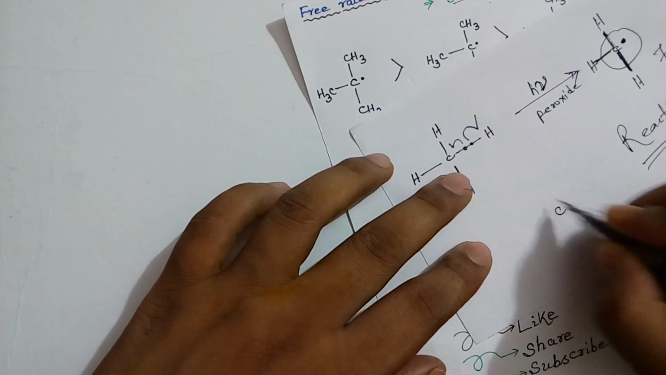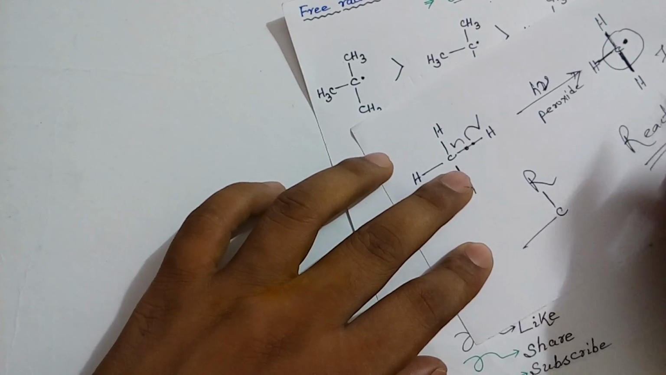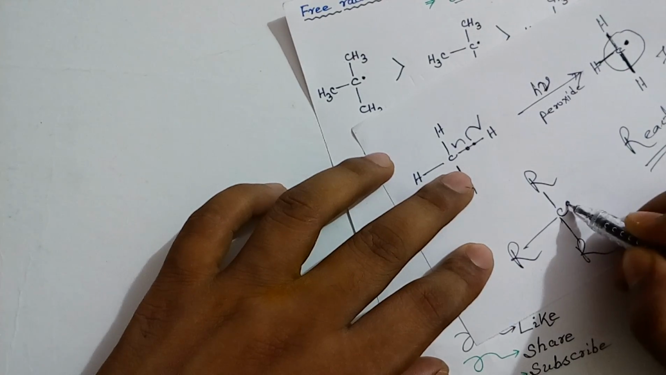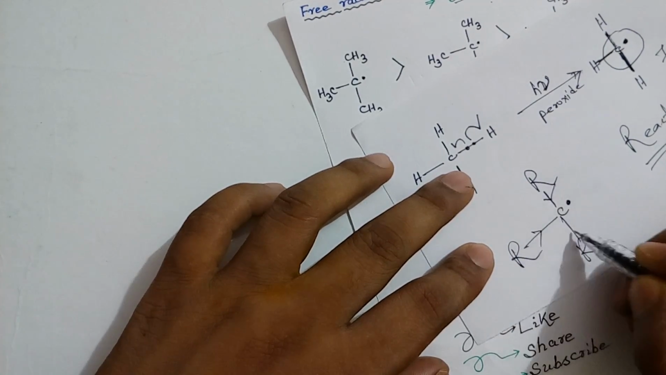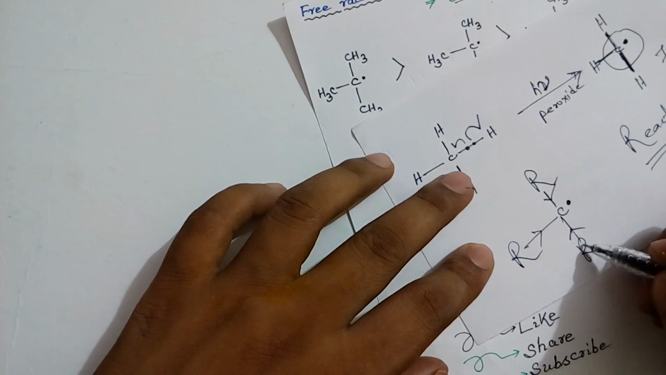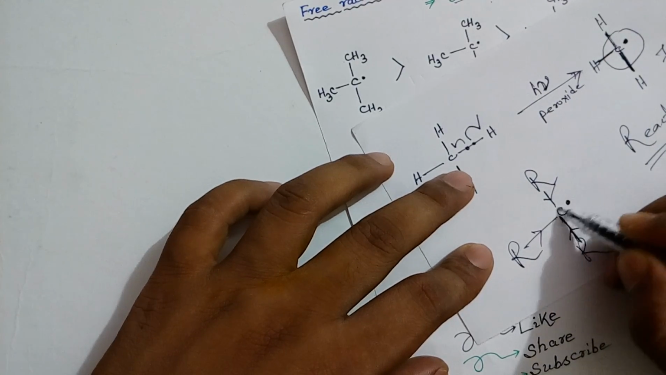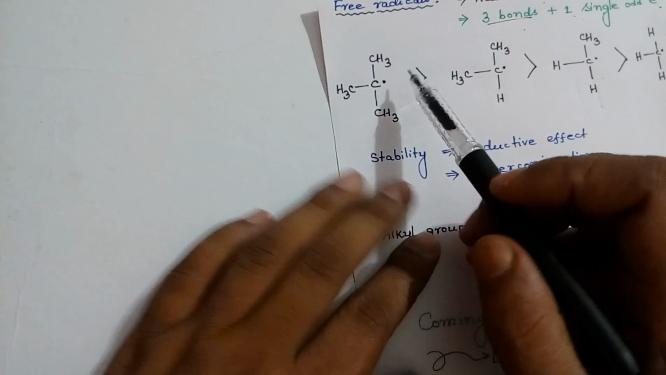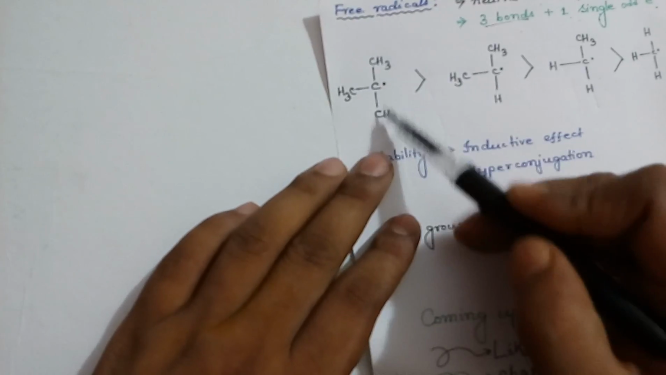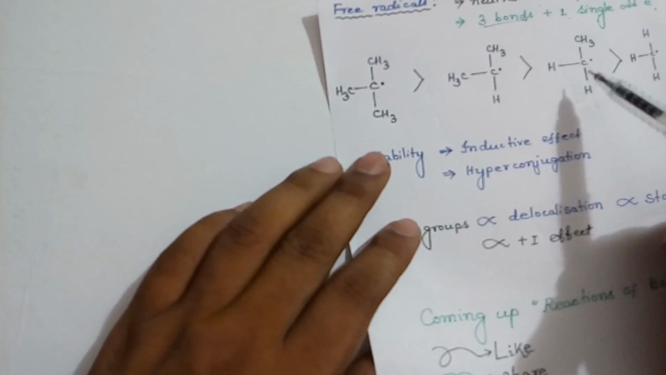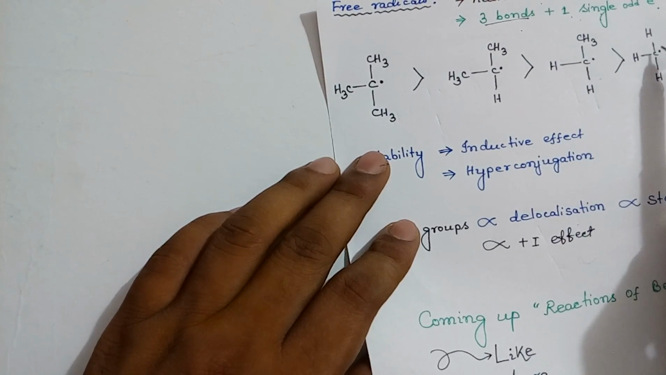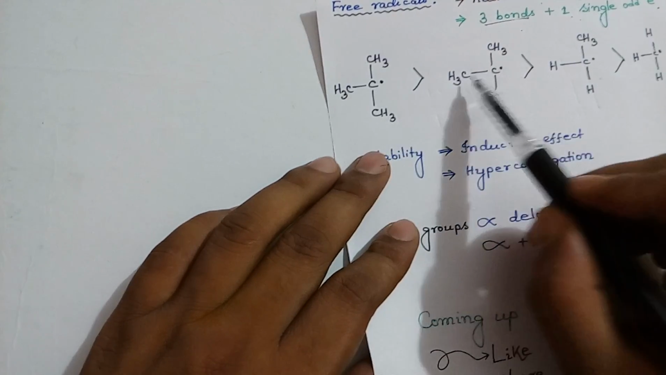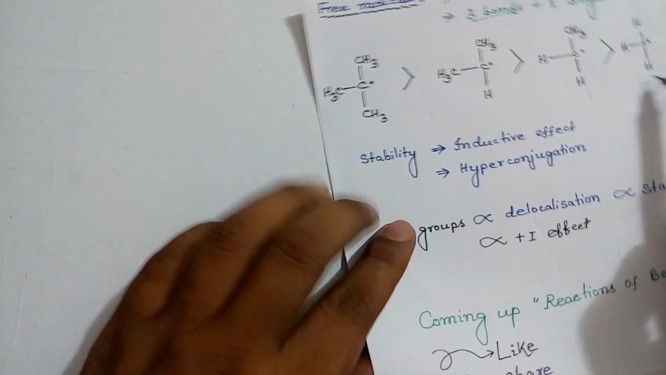Now if you have more alkyl groups attached to the carbon which contains the odd electron, they will exert plus I effect, and more plus I effect means they are pumping electrons towards the carbon which is electron deficient, making it more stable. So tertiary carbon free radical is more stable than secondary carbon free radical, then primary, then methyl free radical. 3 alkyl groups, 2 alkyl groups, 1 alkyl group, no alkyl group.